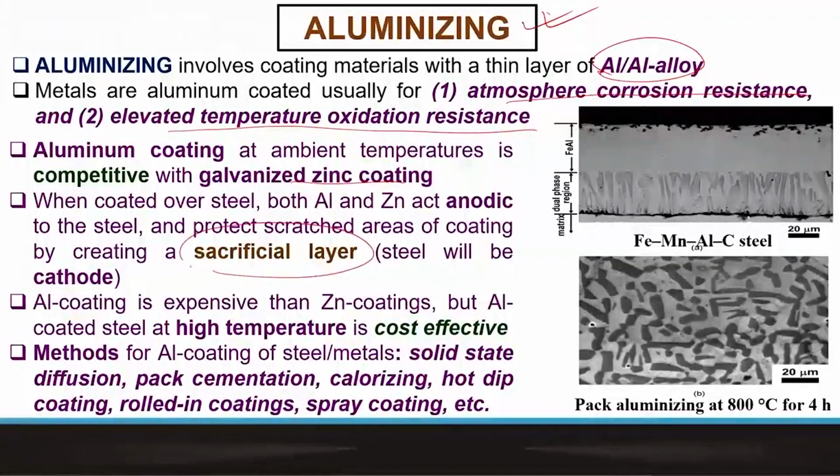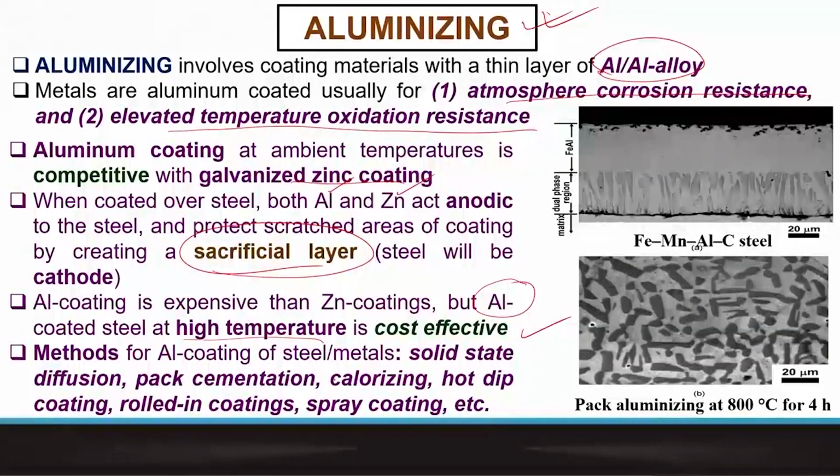So we produce a sacrificial layer when we subject this component after coating to a corrosion environment, and steel in that case will be the cathode. So we get protected by way of oxidation or degradation of aluminum or zinc on the surface. As I said, for high temperature application, of course, aluminum coated steel is more cost effective.